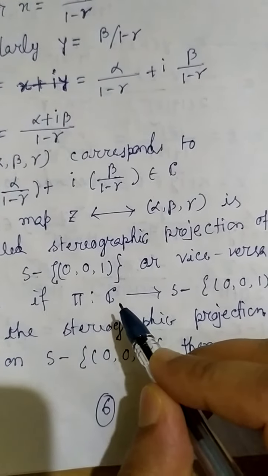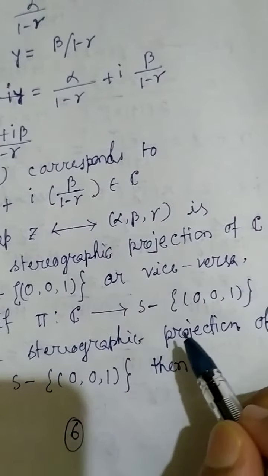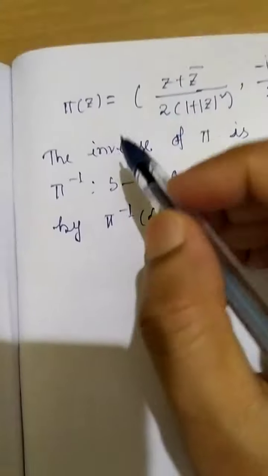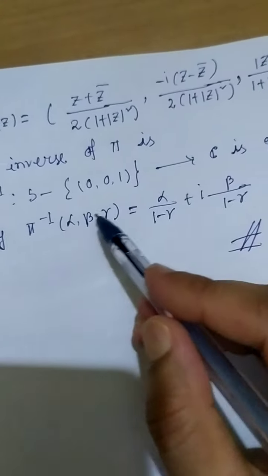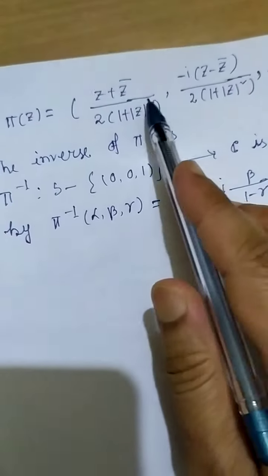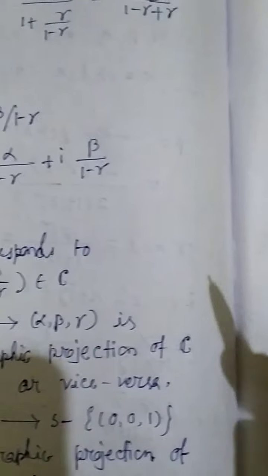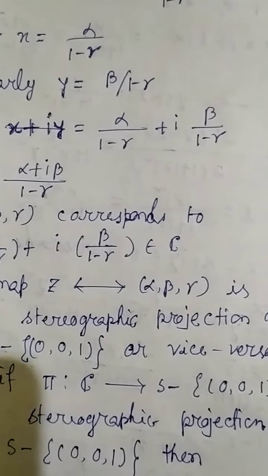If pi is a mapping from C to this, the stereographic projection of C on this, then we can have pi of z equal to this. Conversely, pi inverse of this will be nothing but this. So this is the concept of the stereographic projection. The calculation and mathematics is very easy, but the concept you have to think about. Okay, thank you.